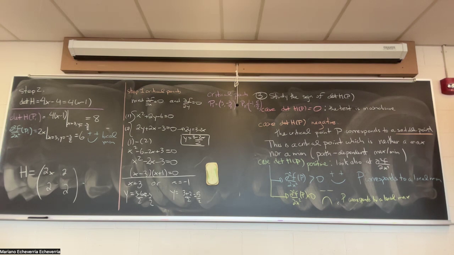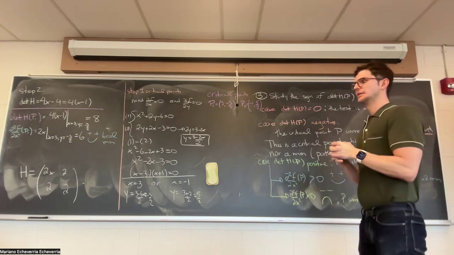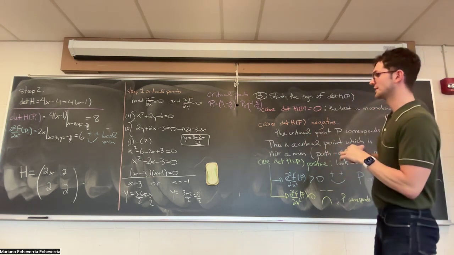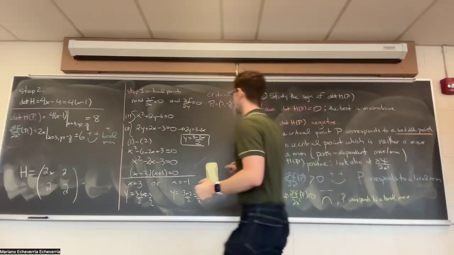Anyone else? Okay, so we already know that one of the critical points is a minimum, and what happens with the second critical point? This one is actually a bit easier.